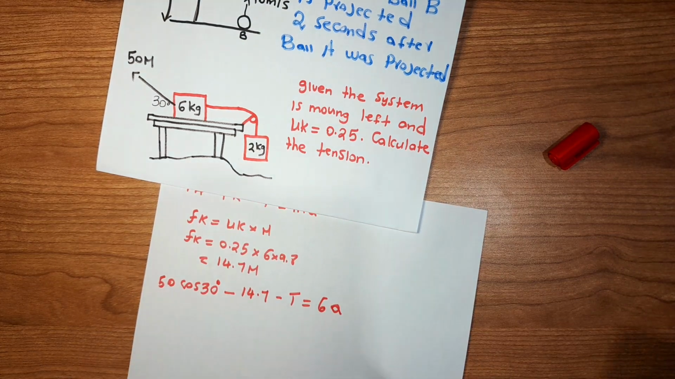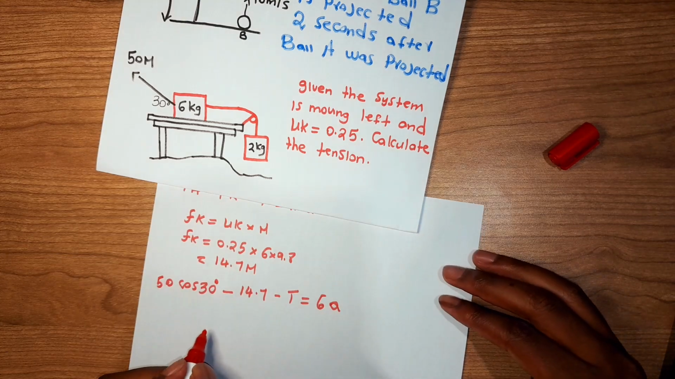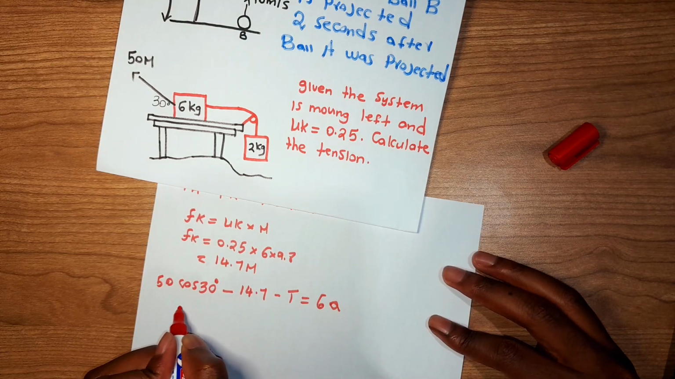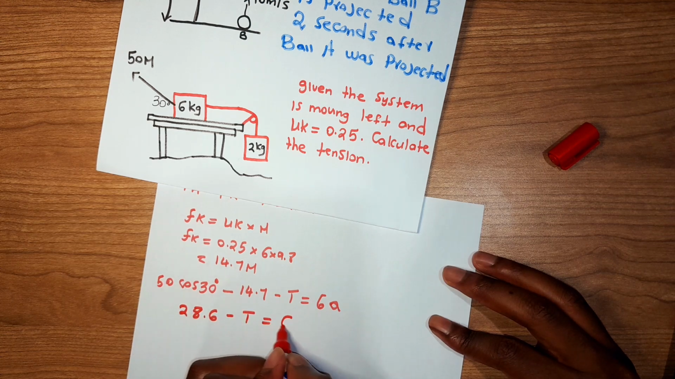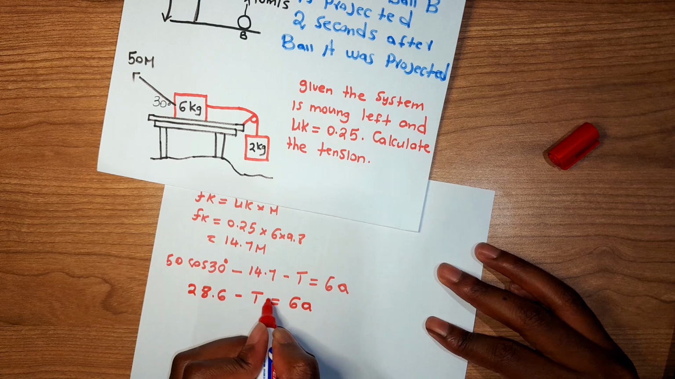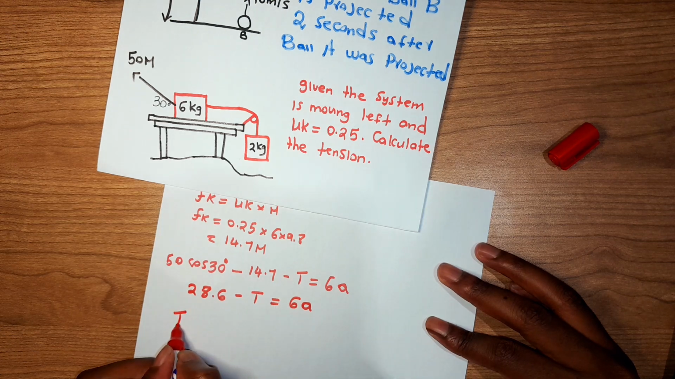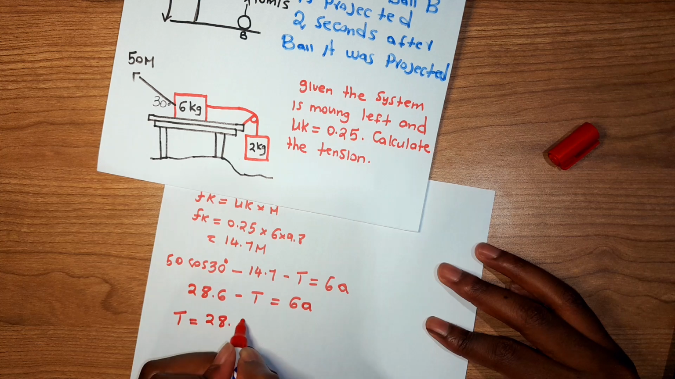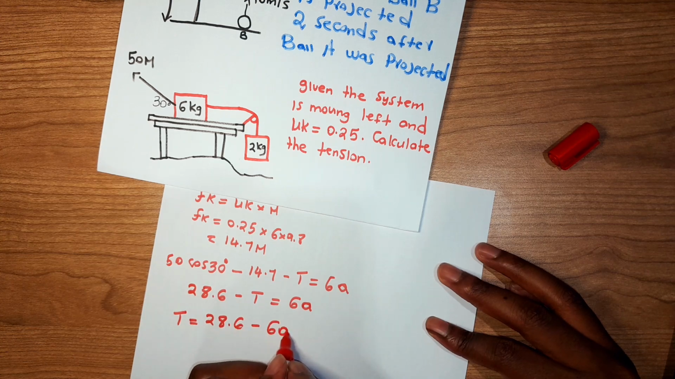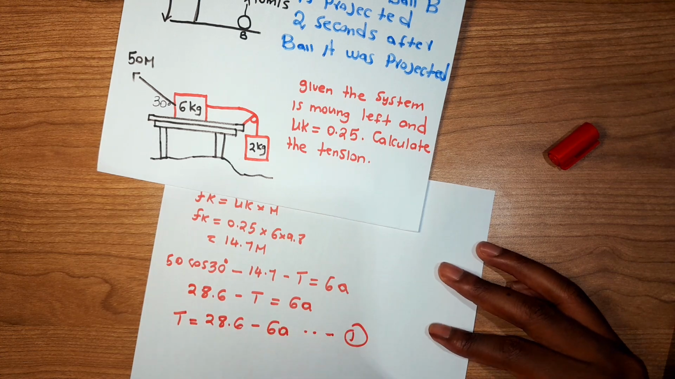So I'm just going to hit this on the calculator. 50 cos of 30 minus 14.7, I'm going to get 28.6 minus t equals 6a. So I'm just going to take this t to the other side. I'm going to have t equals 28.6 minus 6a. So this is going to be our equation number 1.